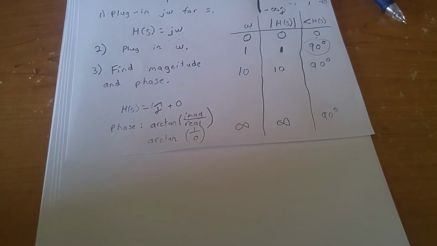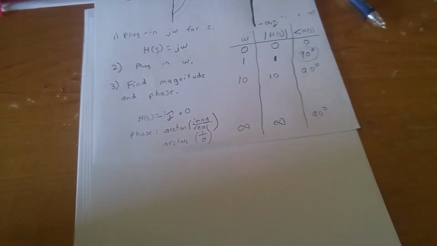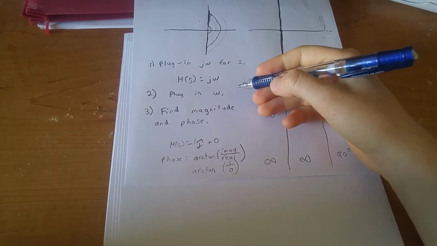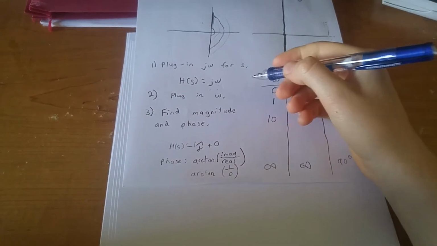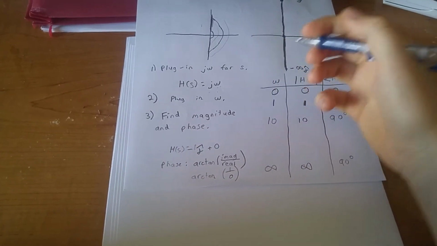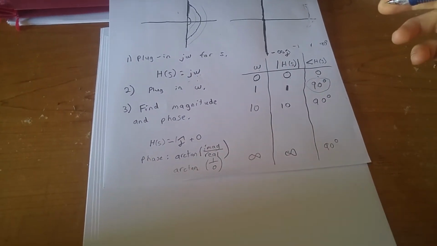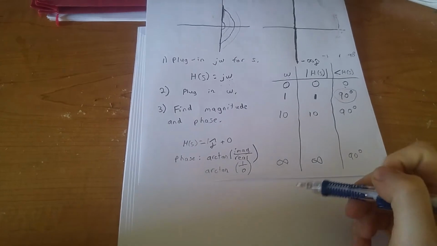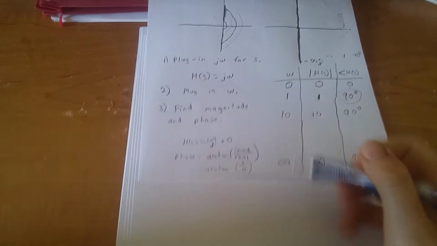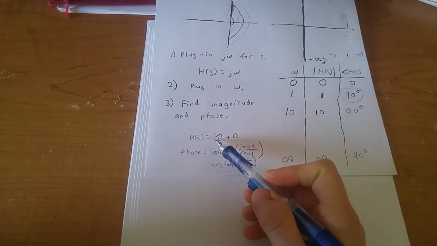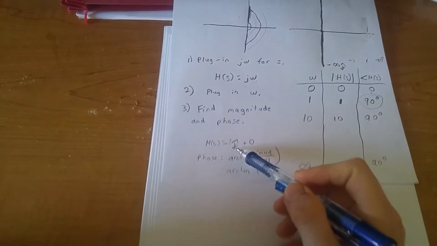So how do you find magnitude and phase? Well, after I plug in omega, you take the square root of each term squared, and that gives you your magnitude. And to get your phase, it's the arctangent of imaginary over real. So let's say I plugged in omega equals 1. Plug in omega, j omega, that's 1j.